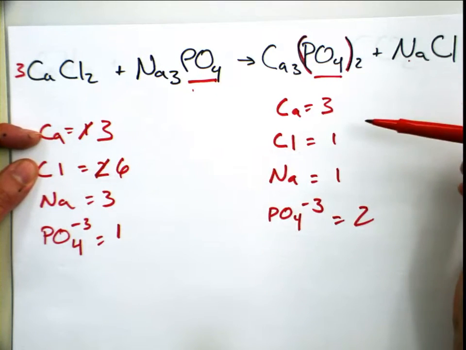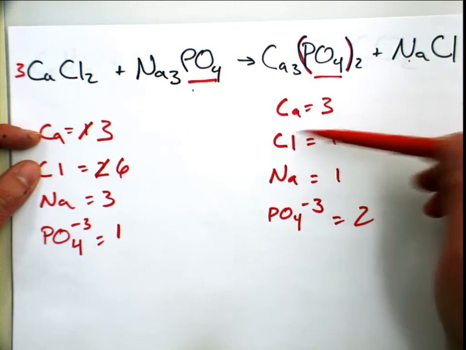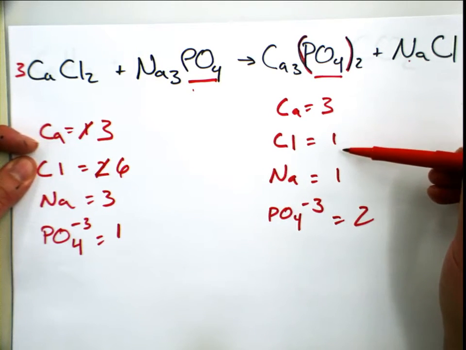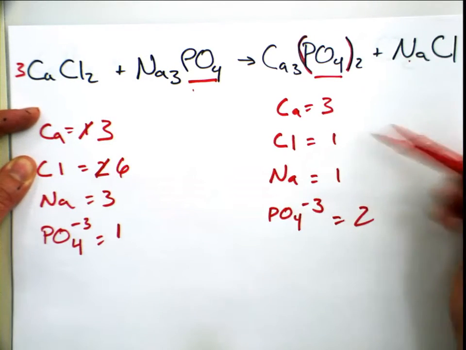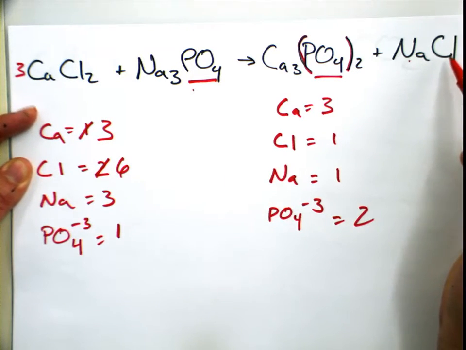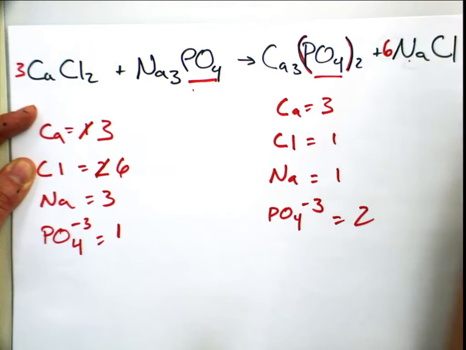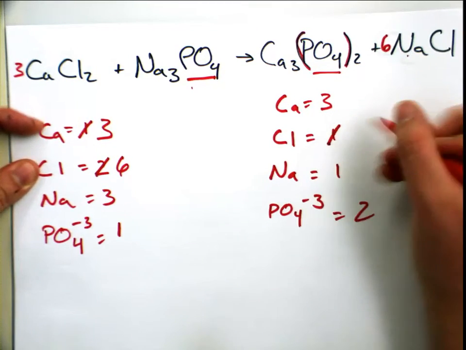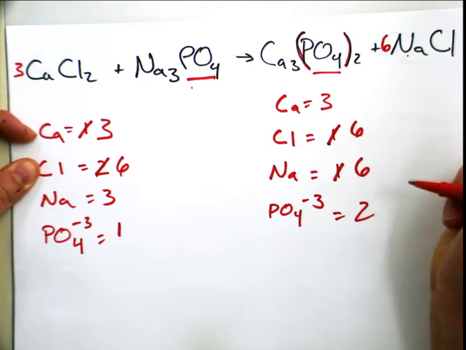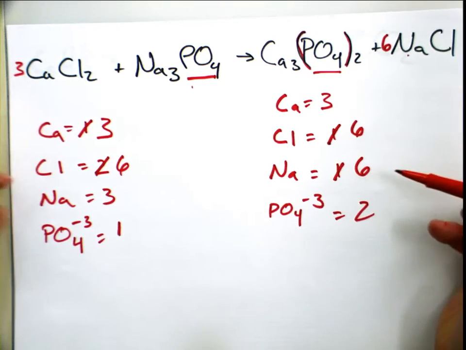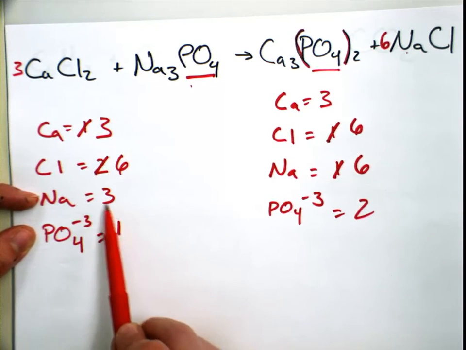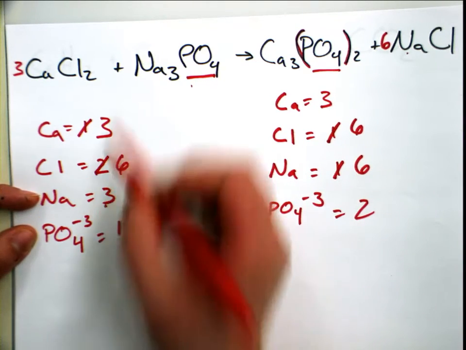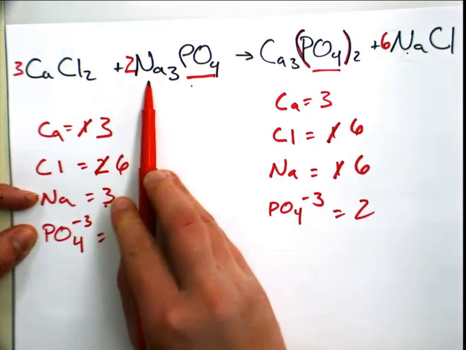Now, the next thing we can do is increase our chlorine atoms. We have 6 chlorine on the reactant side and 1 on the product side. We can add the coefficient 6 in front of sodium chloride to increase both chlorine and sodium to 6. Now, sodium and phosphate are still not balanced, so what we can do is increase our number of sodium atoms from 3 to 6 on the reactant side by adding the coefficient 2 in front of sodium phosphate.